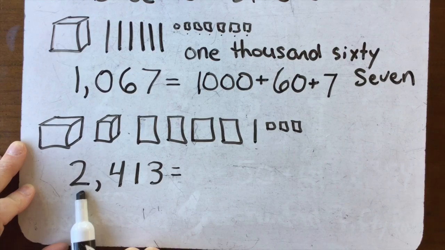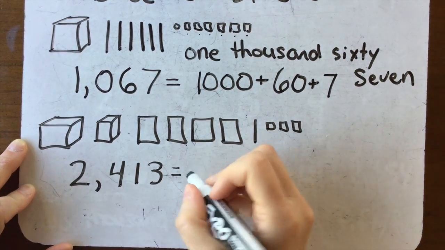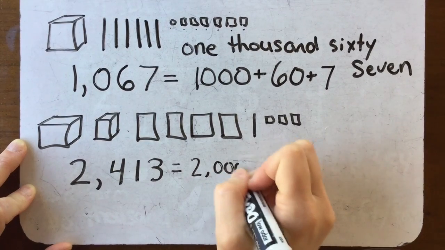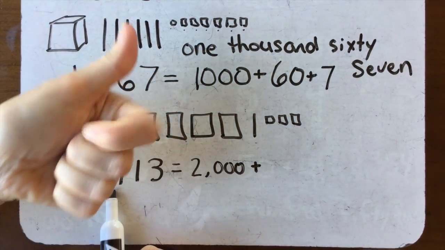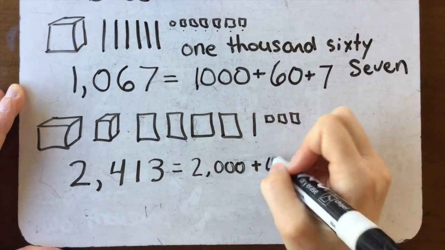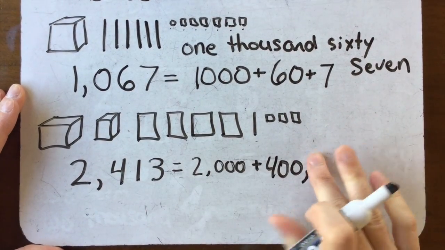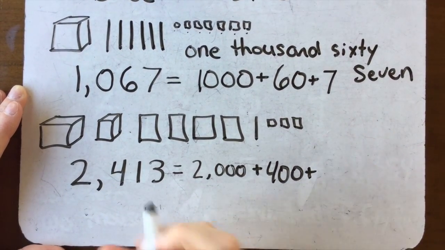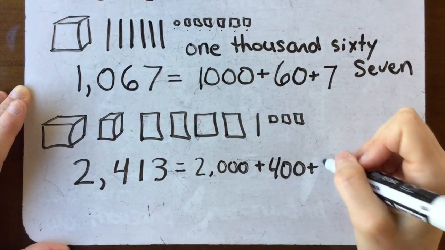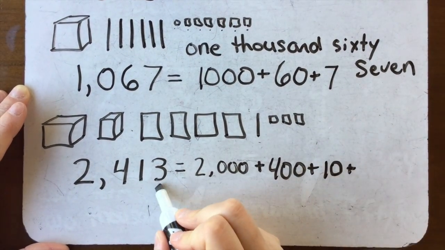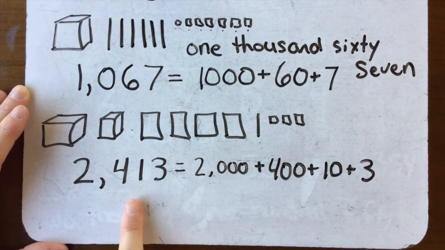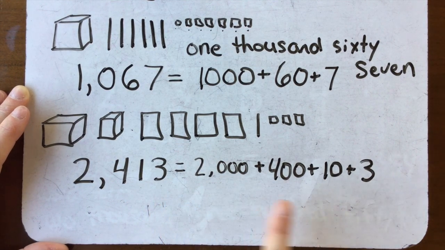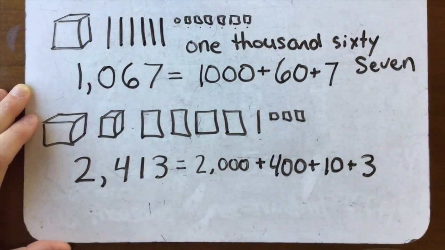Start with the 2. The 2 is 2,000s. So we would write that like 2,000 plus 4 hundreds. So 100, 200, 300, 400. Oops, not a comma, a plus. 1 ten is going to be worth 10. 3 ones. So 2,413 in expanded form would be 2,000 plus 400 plus 10 plus 3. Let's see what it would be in word form.